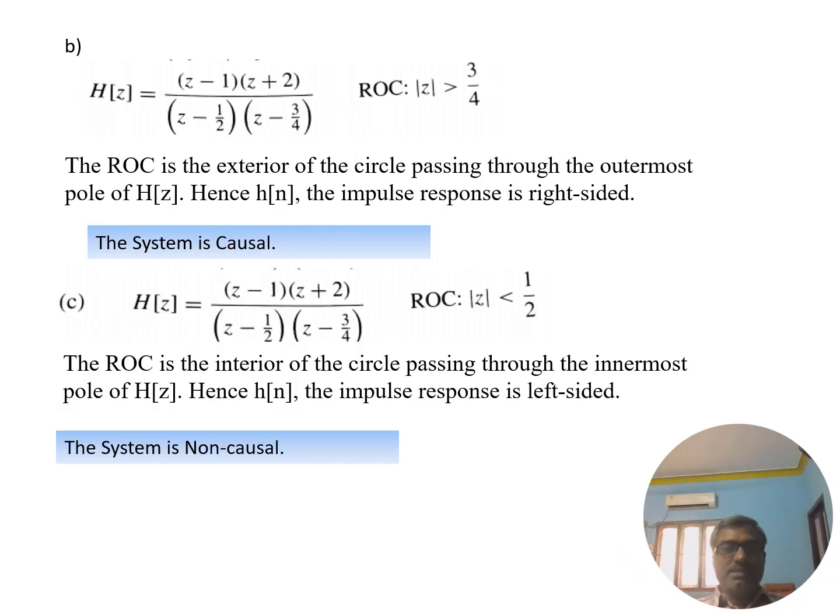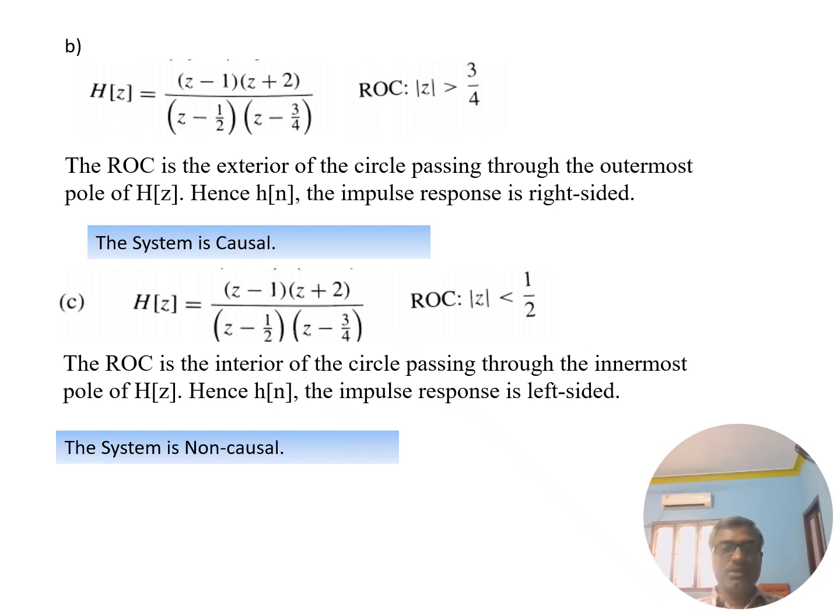Now we will analyze the second problem, where the system function is given as H of z equal to (z minus 1) into (z plus 2), divided by (z minus 1 by 2) into (z minus 3 by 4), and ROC greater than 3 by 4. When we look at this system, there are two poles. One is 1 by 2, another one is 3 by 4, and the ROC of the system is greater than 3 by 4. So the ROC lies outside of the highest pole. So the system is said to be a causal system.